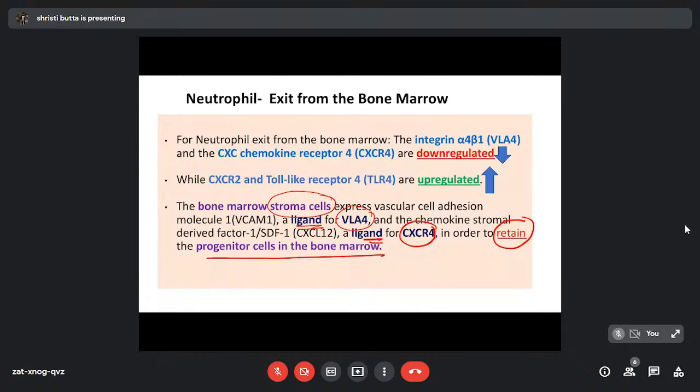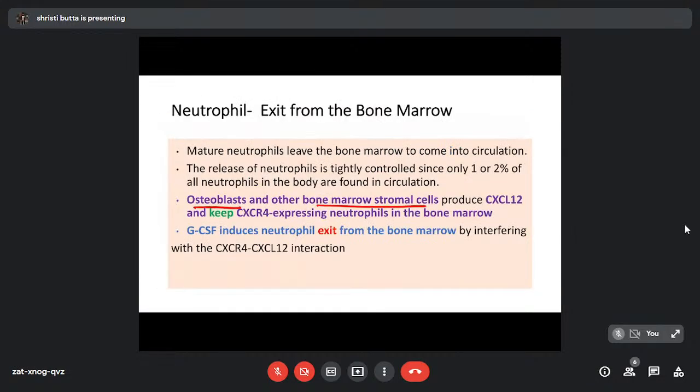So, we have osteoblasts and bone marrow stromal cells producing CXCL12, which keeps the CXCR4-expressing neutrophils and progenitors in the bone marrow. I hope I've made myself clear. GCSF induces neutrophil exit by interfering with this CXCR4 and CXCL12 interaction.